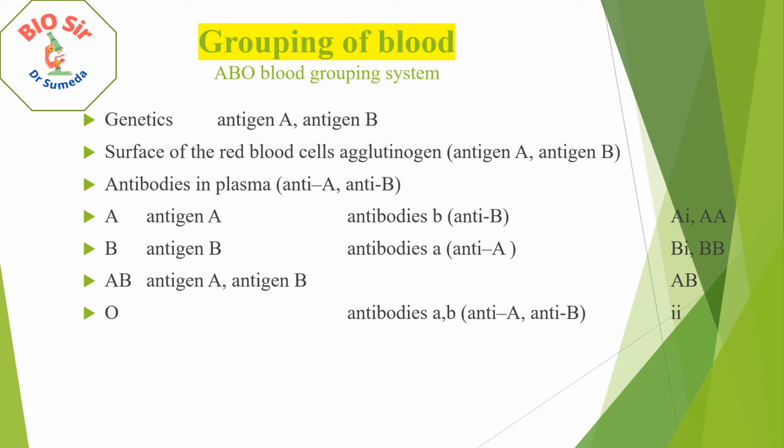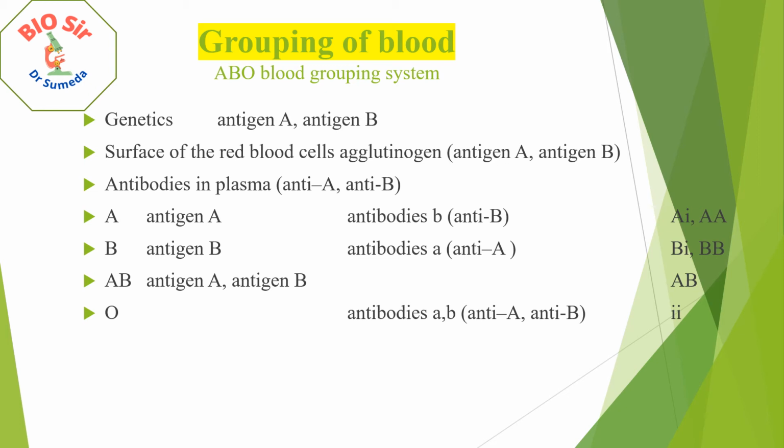When we talk about blood grouping, we call it the ABO blood grouping system. This basically comes from genetics. Antigen A and antigen B are the basic concept giving rise to blood grouping. As we learned in the genetics lesson, there are three alleles, which you call I^A, I^B, and i, simple i. Those are the three alleles which give rise to the basic blood groups.